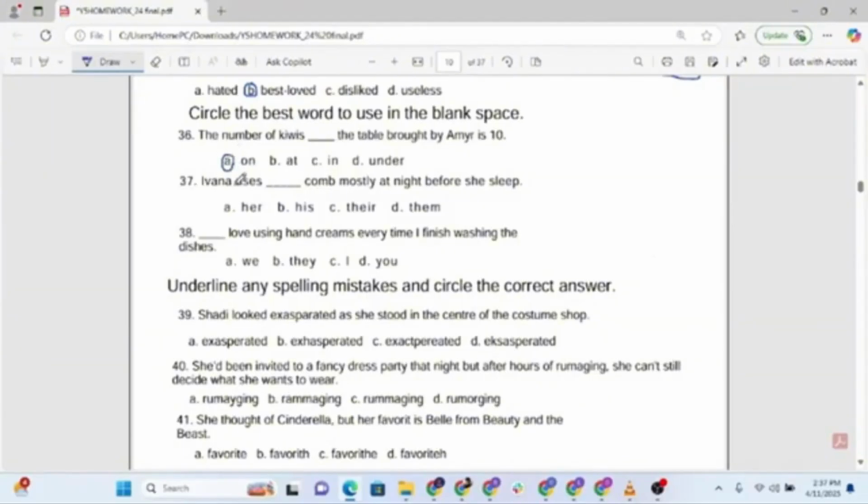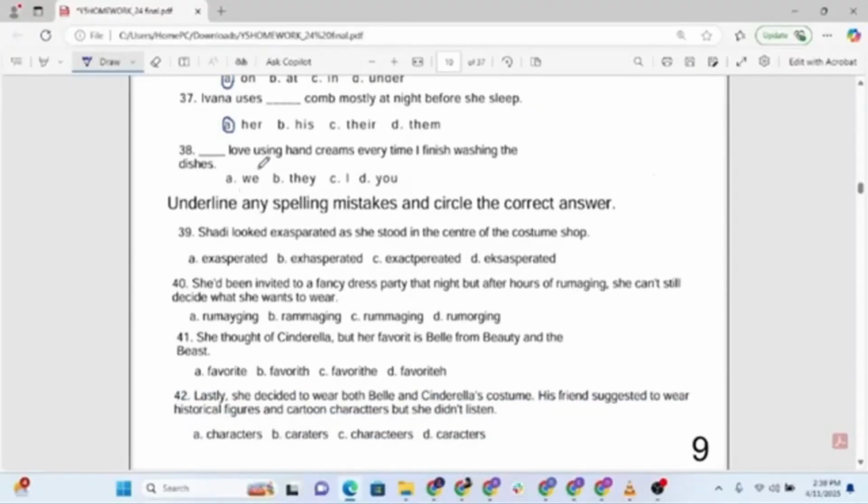Question 37. Ivana uses her comb mostly at night before she sleeps. The correct answer is option A, her. Explanation. The possessive pronoun her correctly shows that the comb belongs to Ivana. Question 38. I love using hand creams every time I finish washing the dishes. The correct answer is option C, I.